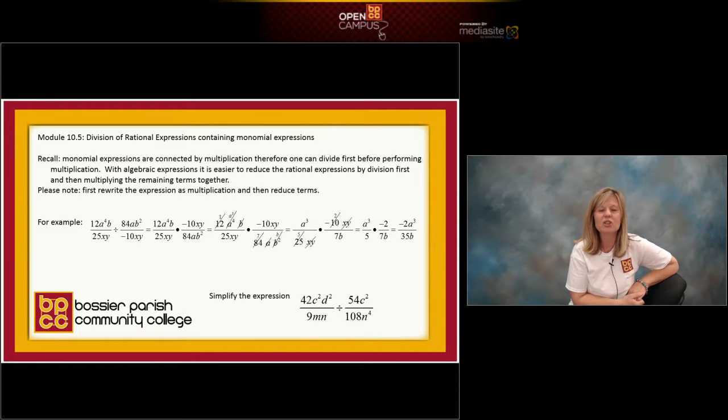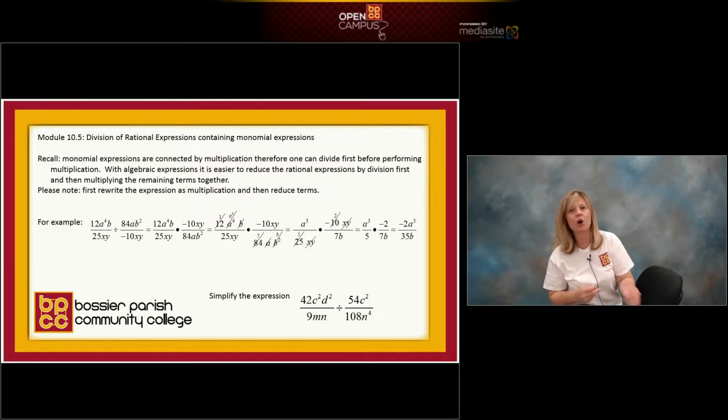Your first step is always to rewrite the statement as multiplication by taking that second fraction and doing its multiplicative inverse. So the first fraction stays put, and now I'm going to flip, slang word, the second fraction. So the negative 10xy will move to the numerator, and the 84ab squared would move to the denominator. Is everybody cool with that? Great.